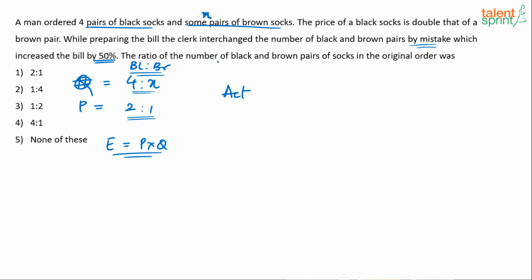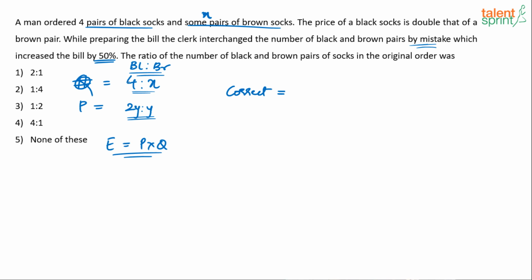You understand? By actual I mean the correct bill. Correct bill versus wrong bill. What should be the correct bill? The correct bill will be 4 into 2, 8 plus X. Or let's say 2Y and Y, just to avoid confusion. Let's say this is going to be 2Y is to Y, price. Or 2P is to P, whatever it is.